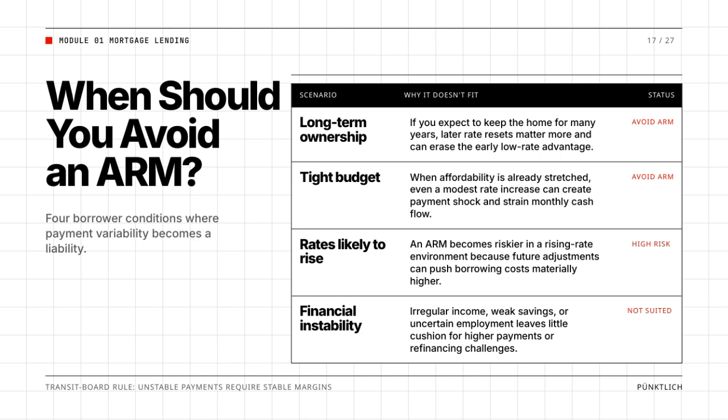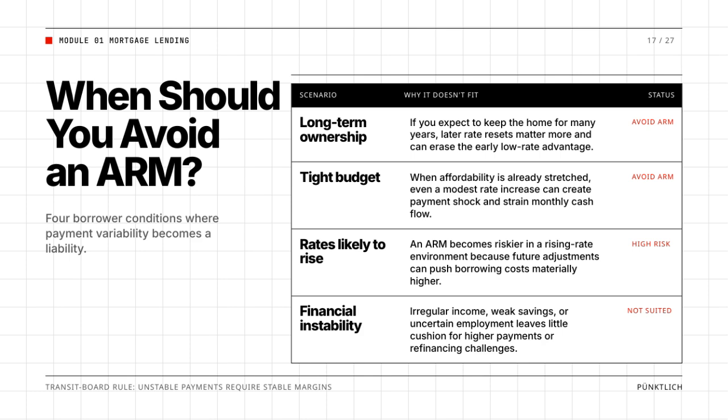Third, if interest rates are expected to rise, an ARM becomes inherently riskier. The future rate adjustments could push your borrowing costs significantly higher, making it much more expensive over time. Finally, if your financial situation is unstable, meaning irregular income, limited savings, or uncertain employment, it's tough to handle higher payments or refinance if rates go up. In these cases, an ARM simply isn't suited to your circumstances.